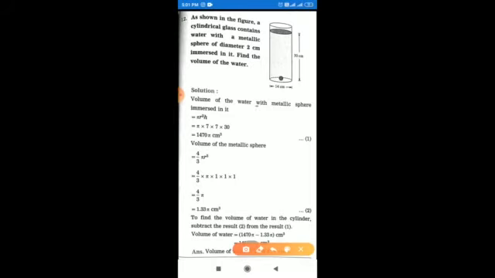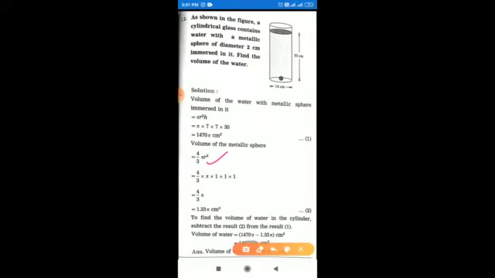Volume of water with metallic sphere is equal to pi r square h. The value of pi we are not substituting, write it as it is. R is given 7 because diameter is 14, so r is 7 and your height is 30. So on calculating this we will get 1470 pi centimeter cube. This is the volume of water with sphere.